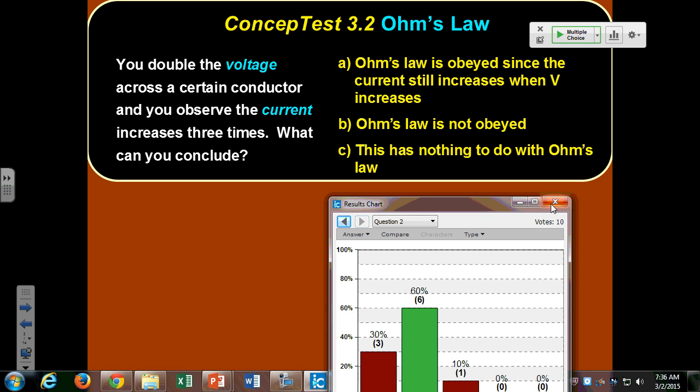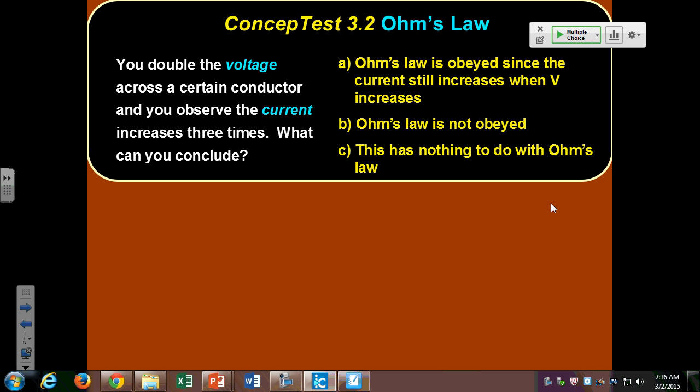Okay, very good. Here, Ohm's law is not obeyed because since V is equal to IR, if I double the voltage, then I should double the current. It's a direct relation. This type of device would be called non-ohmic. We're going to get into that today a little bit. Non-ohmic just means it's a device that doesn't follow Ohm's law.